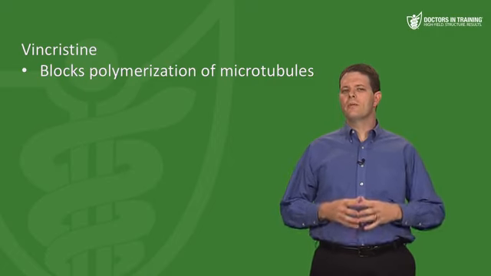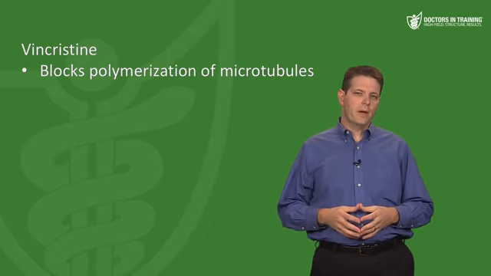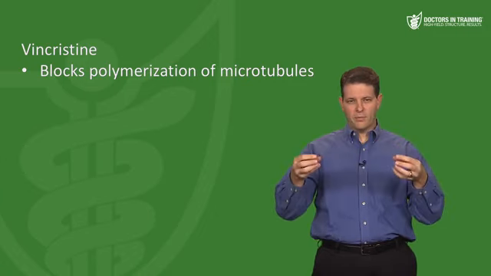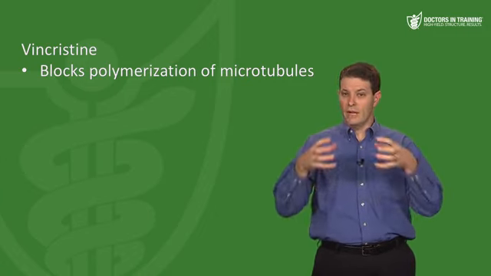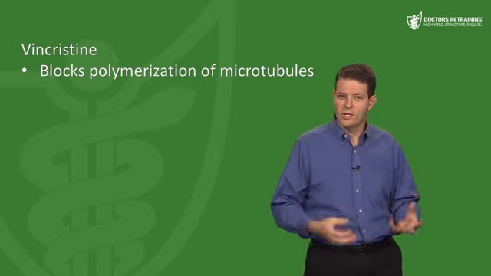The next few drugs all work by affecting the function of microtubules, starting with vincristine. Vincristine and vinblastine are called vinca alkaloids because they come from vinca plants, which is a type of periwinkle. Vincristine blocks the polymerization of microtubules. That's an important mechanism to know. Microtubules polymerize to form mitotic spindles, which then pull the chromosomes apart during mitosis. So if you can't polymerize the microtubules, there's going to be no mitosis and therefore no cell division.